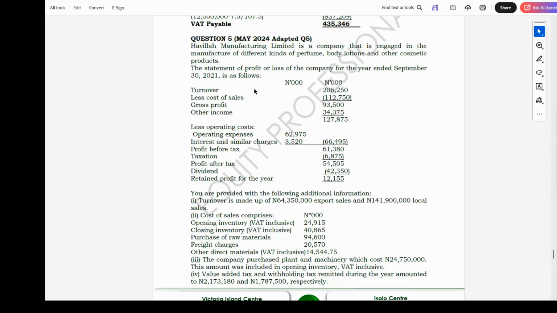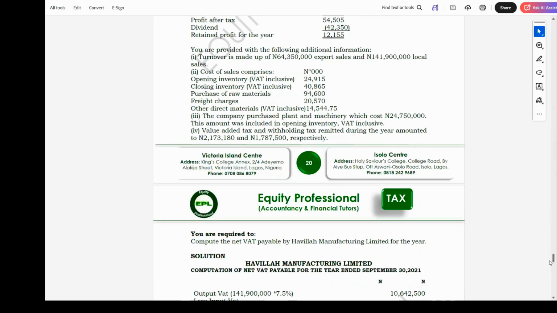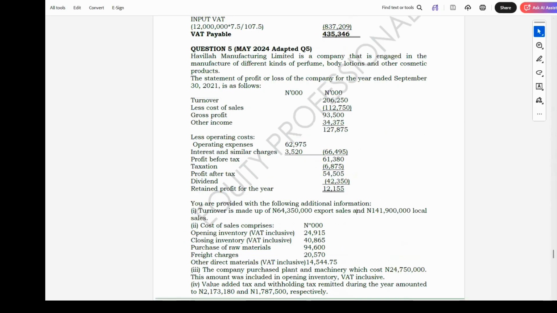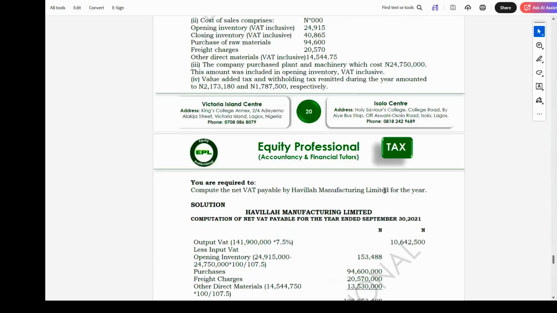In the question, we are not told whether it is inclusive or exclusive. We assume VAT exclusive. So only the local sales of 141,900. So output VAT is 141,900 multiplied by 7.5%, which gives 10,642,500.